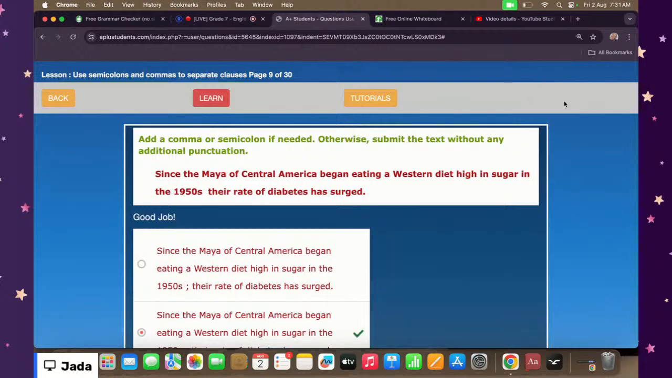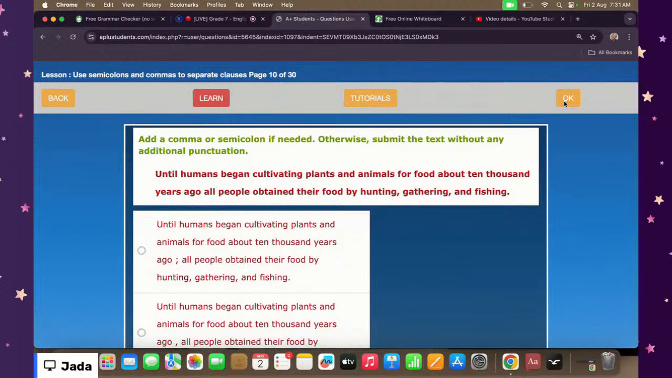All right, so that's it for this first lesson: separating the clauses, understanding how to use the comma, semicolons, and all of them. I hope that you understand this. Please make sure that you complete this lesson. If you've not done this, complete this lesson, and let's move on to the next lesson.